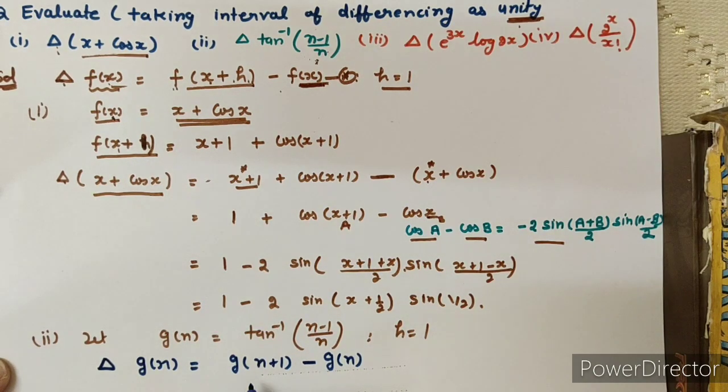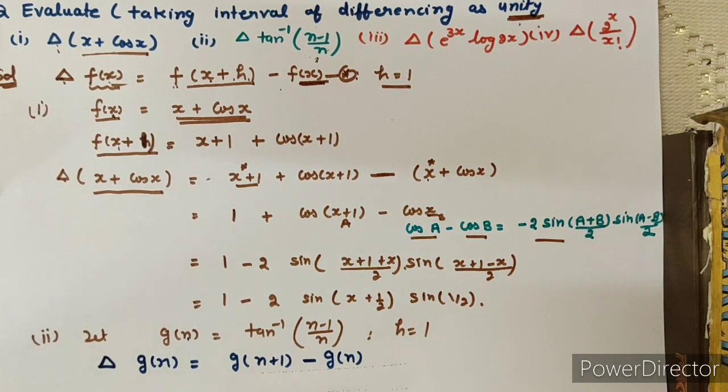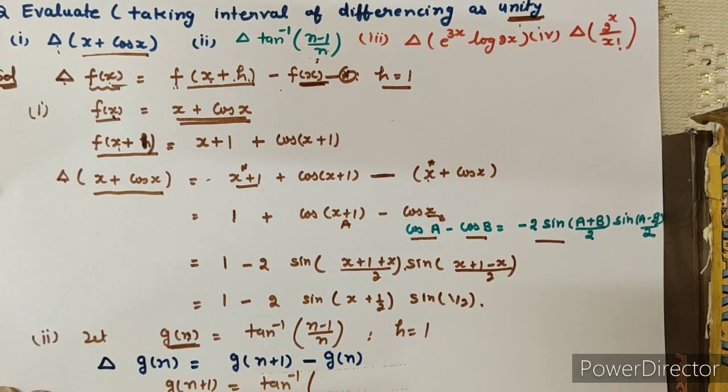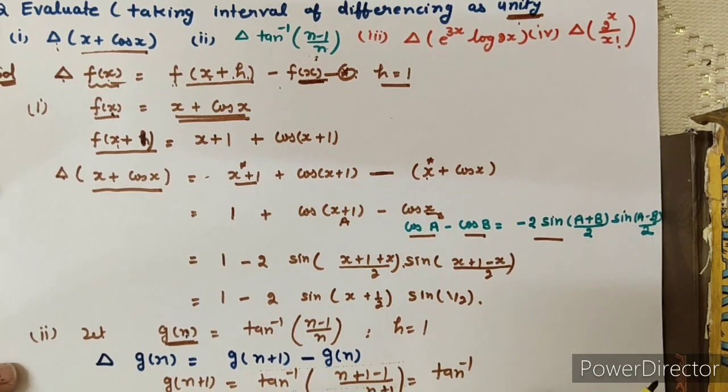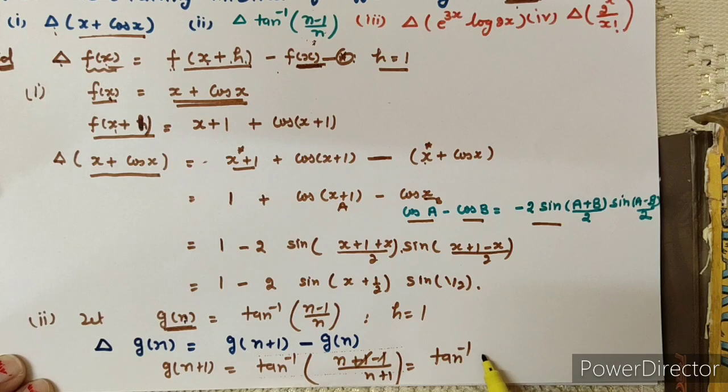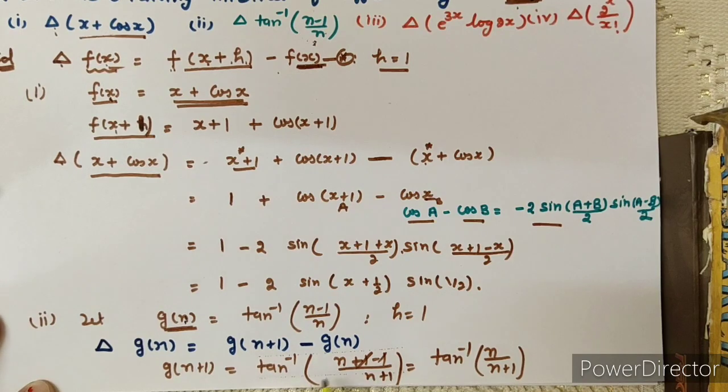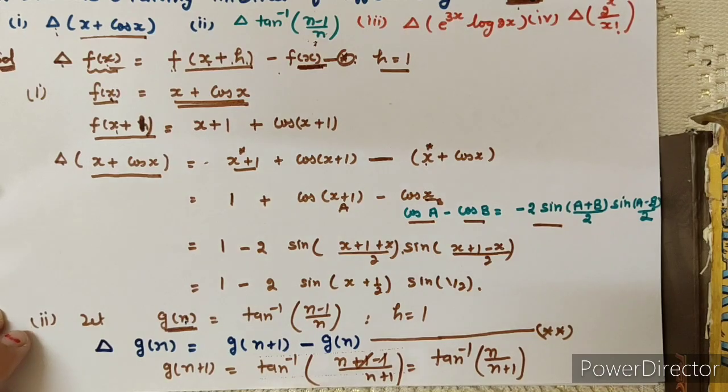Now the question is, what is g of n plus 1? If g of n is this, just replace n by n plus 1. So g of n plus 1 is equal to tangent inverse of (n plus 1 minus 1) by (n plus 1). The 1 and 1 cancel, so this gives you n over n plus 1. Now use all these values in the double star equation. What is the answer?